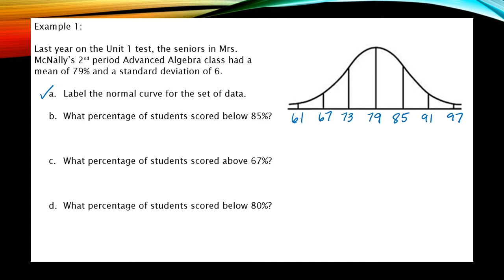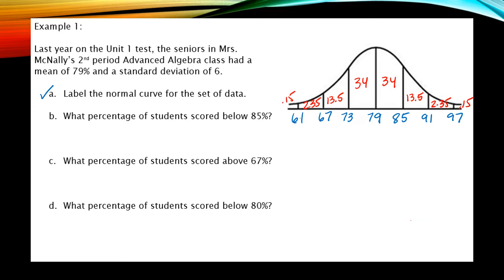It says what percentage of students scored below an 85. So the first thing I want to do is I want to label my percentages, right? So remember that each side, if you go 1 standard deviation away from the mean, is 34%. If you go 2 standard deviations away, you have 13.5%. If you go 3 standard deviations away, you have 2.35%. And then beyond that, each of them is 0.15%.